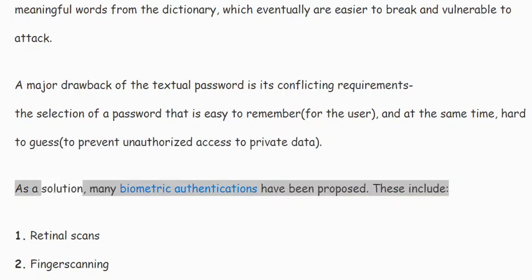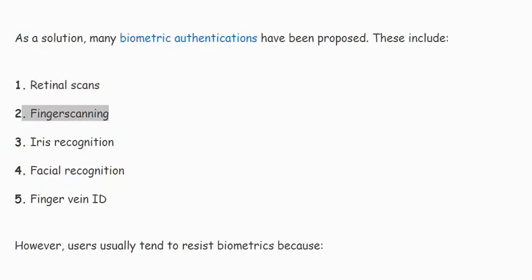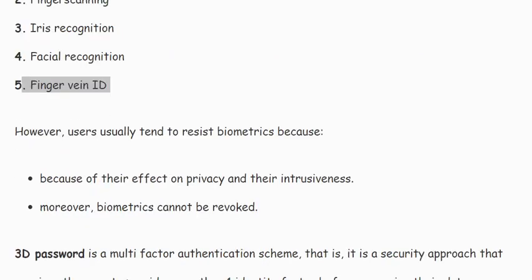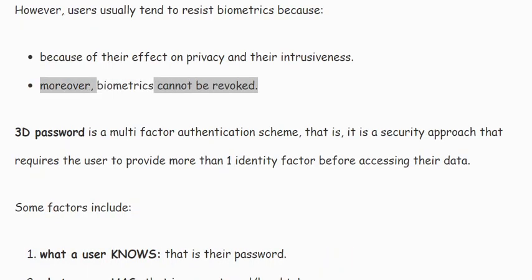As a solution, many biometric authentications have been proposed. These include: 1. Retinal scans, 2. Finger scanning, 3. Iris recognition, 4. Facial recognition, 5. Finger vein ID. However, users usually tend to resist biometrics because of their effect on privacy and their intrusiveness. Moreover, biometrics cannot be revoked.